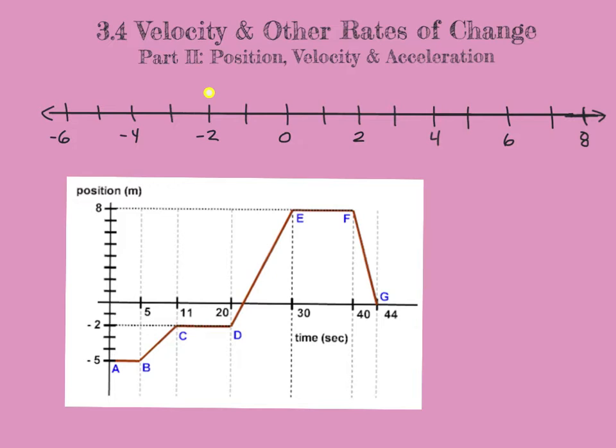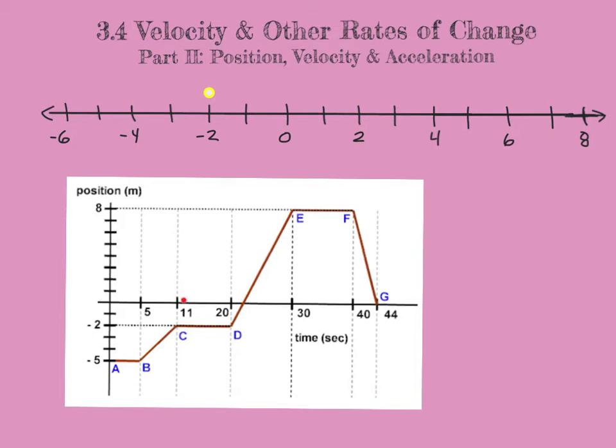And a velocity is also a speed. So what is the particle's speed from B to C here? Well, it's just a line. So what we can do is just count rise over run. We can see what its speed is. It went from -5 to -2, so it increased by 3 units over 6 seconds. So if you're traveling 3 units in 6 seconds, that means you're traveling 1/2 unit per second. That's your velocity there.